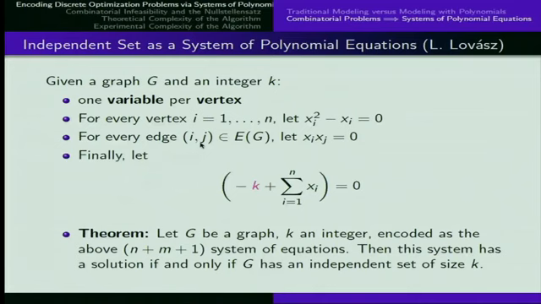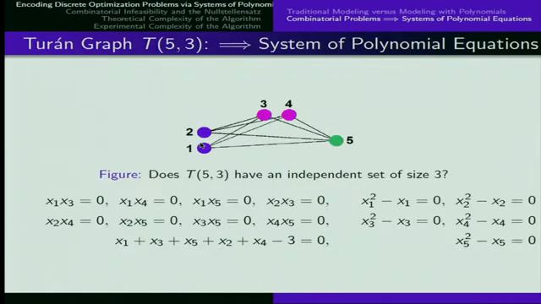And again, you can convince yourself that there's a stable set of size k if and only if the system of equations has a solution. Okay, so these are real numbers. And here's an example for this polynomial system. There are as many polynomials as edges plus vertices.